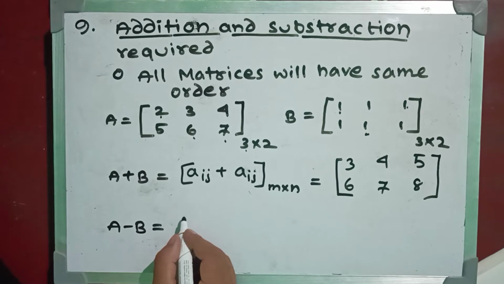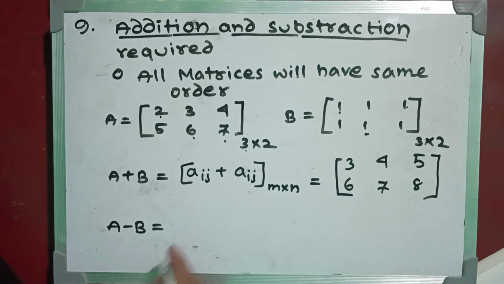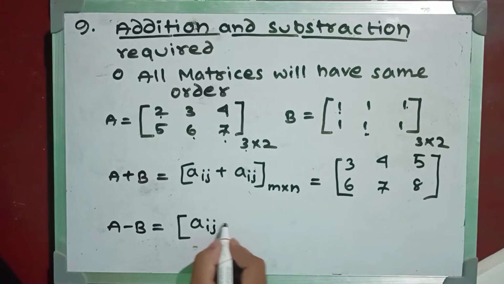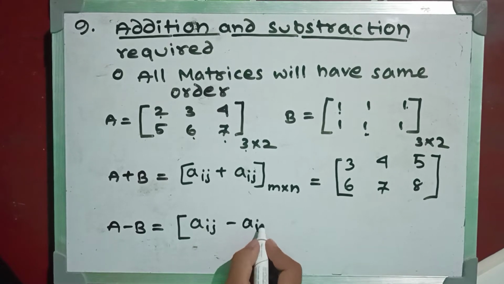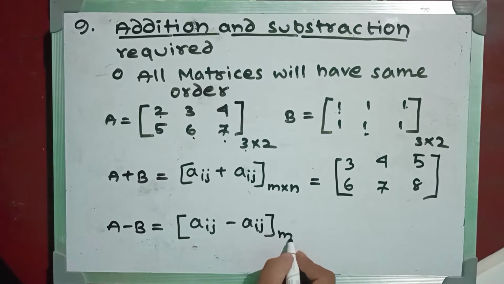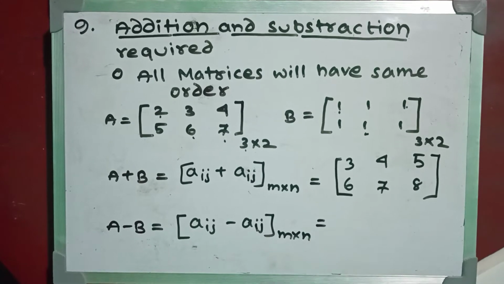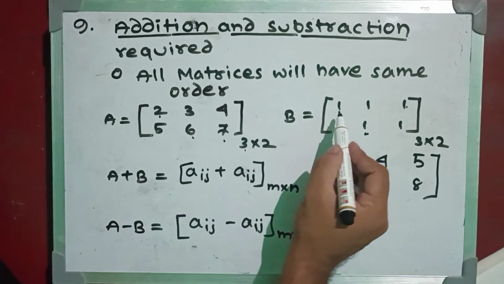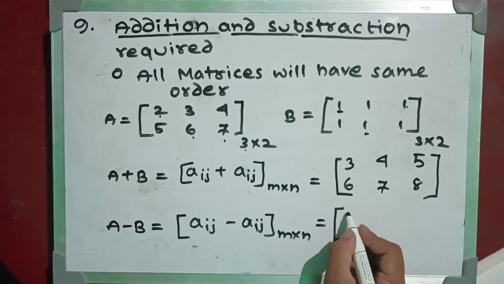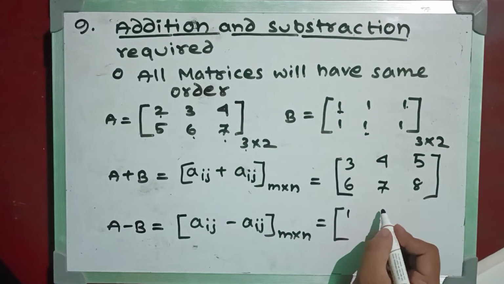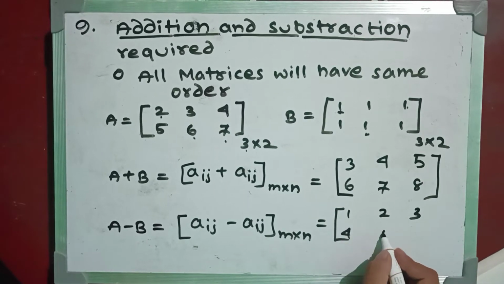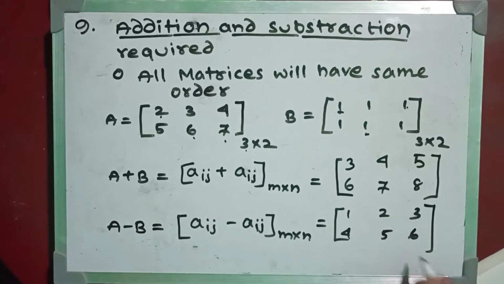We can do the subtraction also. The corresponding elements will be subtracted from each matrix. So the answer will be, from 2 we will subtract 1, so it's 1. From 3 we subtract 1, so the answer will be like this. Hope you have understood it.